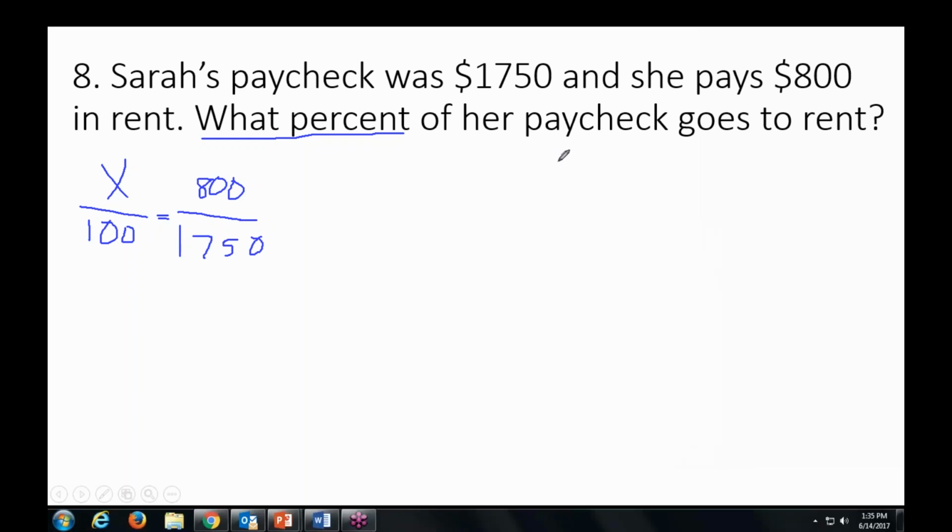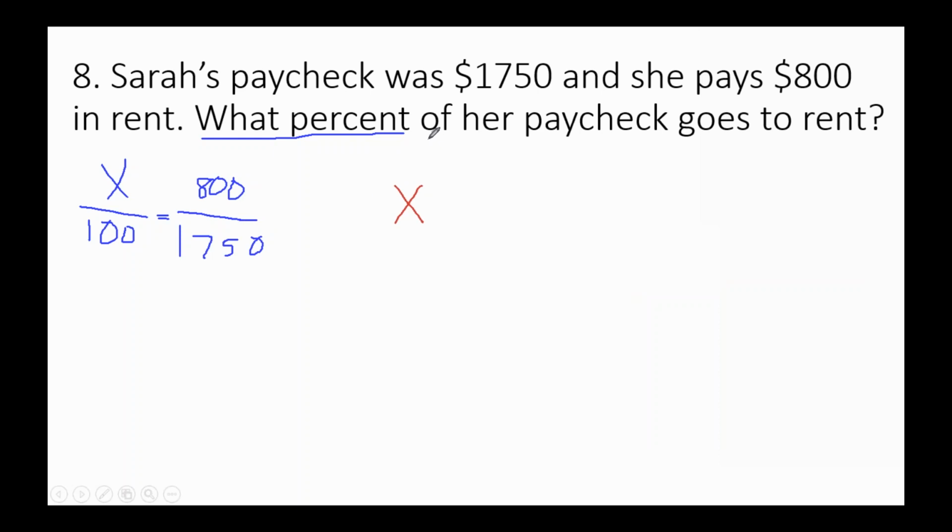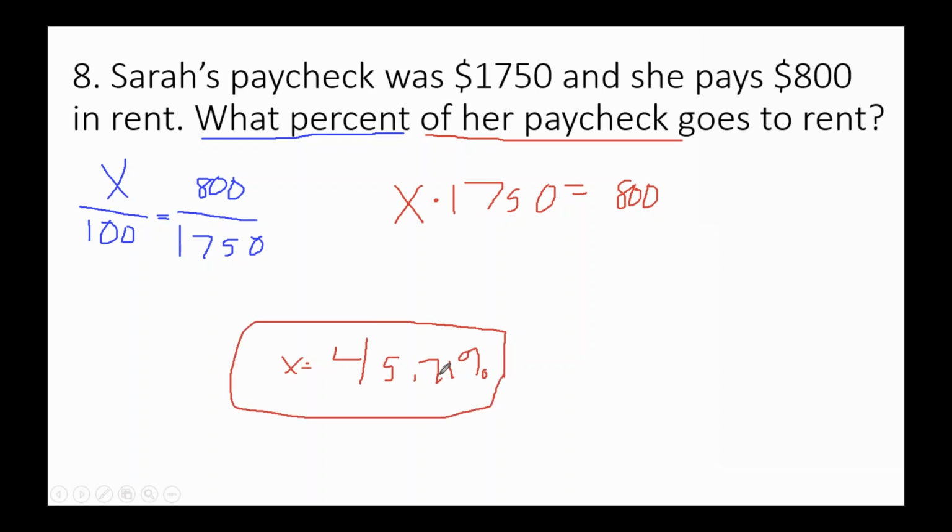If you wanted to use an equation, well, what percent, I don't know, of her paycheck, so we're multiplying by her paycheck, is rent. Right? That's kind of what we're dealing with. Either way, if you check out the chat box, you do end up with 45.71%. Does anybody have any questions on that?